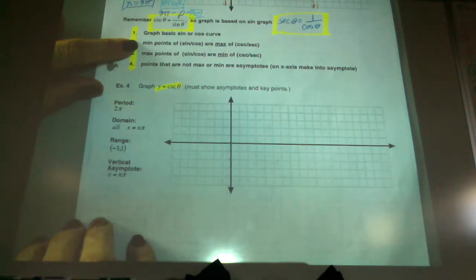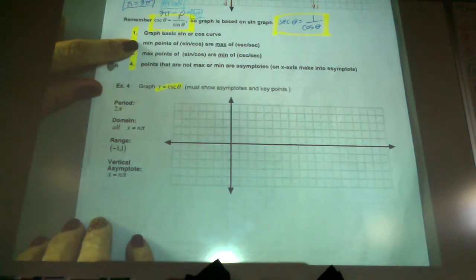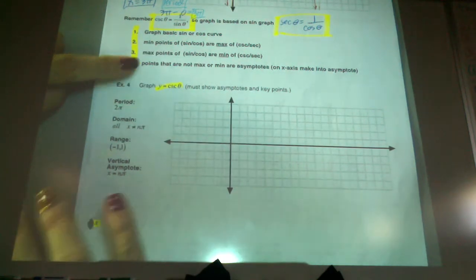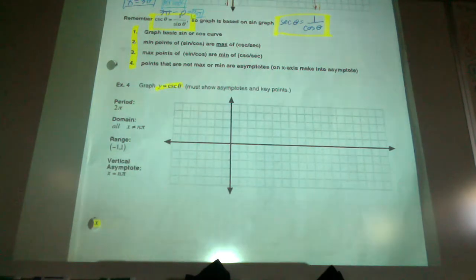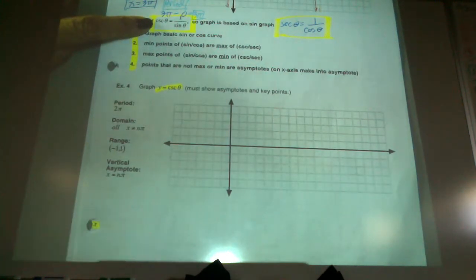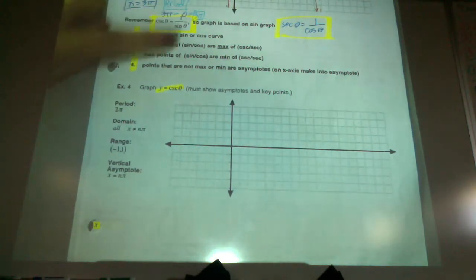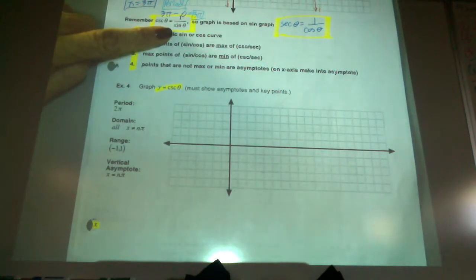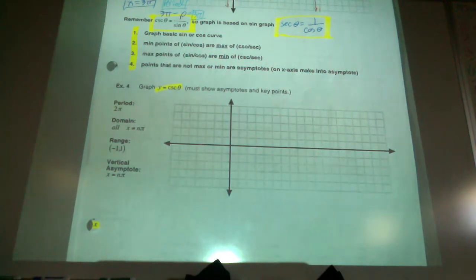Any minimum points of the sine or cosine graph become maximum, and vice versa. Any maximum points of the sine or cosine become minimums. And then wherever the points are not max or min, and you'll see what that is in a minute, those will become asymptotes. And as we found out yesterday, asymptotes are where the graph is undefined. Where would cosecant be undefined? When what is what? What makes this ratio undefined? When sine is 0. So wherever sine is 0, cosecant is going to be undefined because it will give a ratio where 0 is in the denominator. So we'll look at that on the graph.